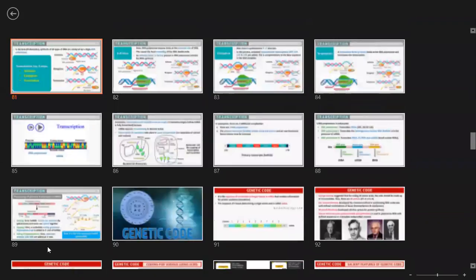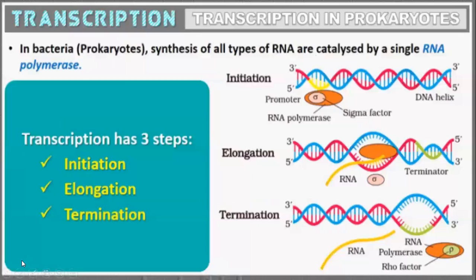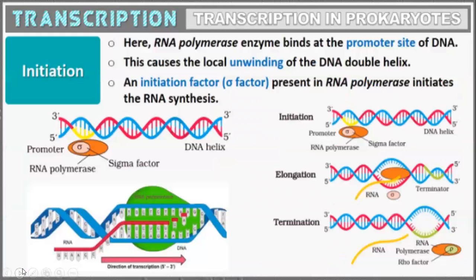Fine. So here the RNA polymerase enzyme binds at the promoter site of DNA. This causes the local unwinding of the DNA double helix. Here, an initiation factor, that is the sigma factor present in RNA polymerase, initiates the RNA synthesis. So how is this initiation occurring? That is what we are going to discuss now.